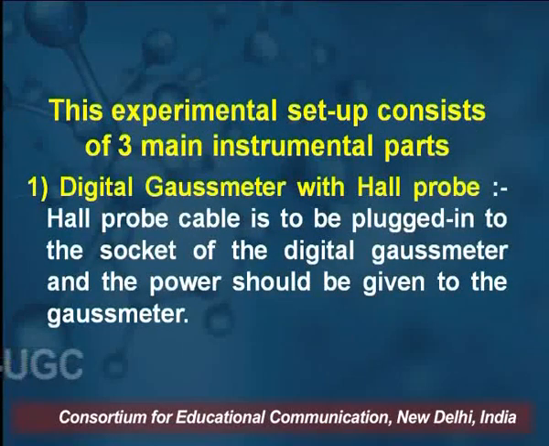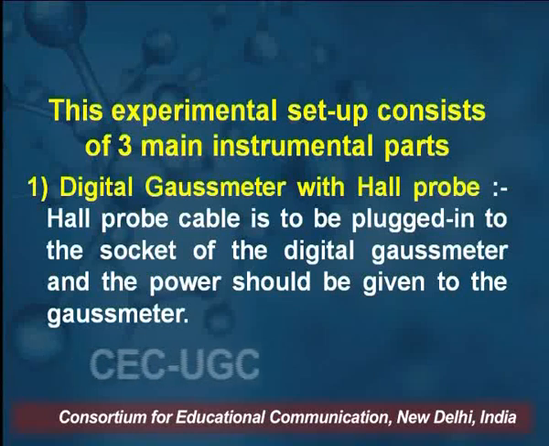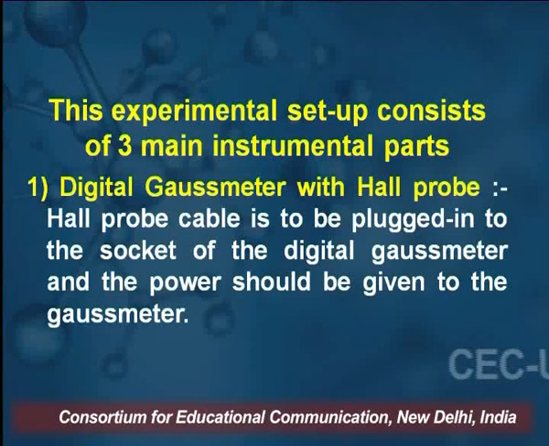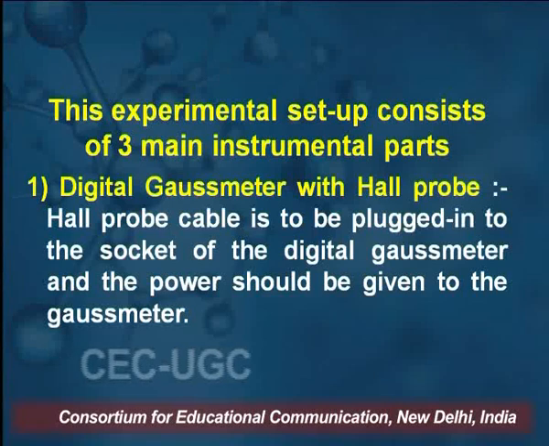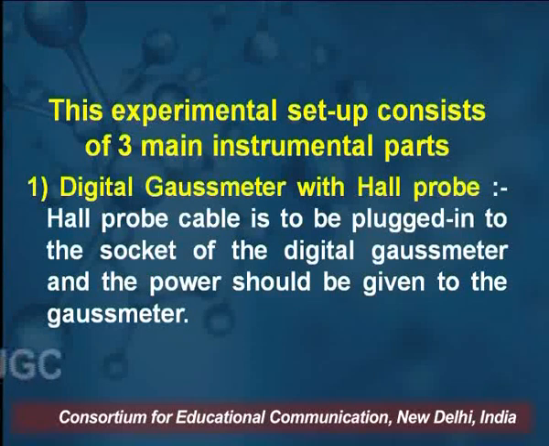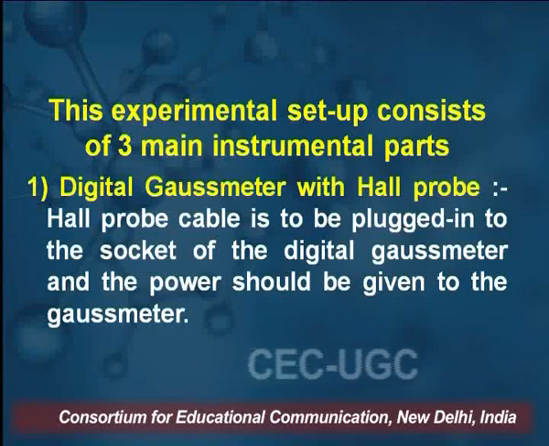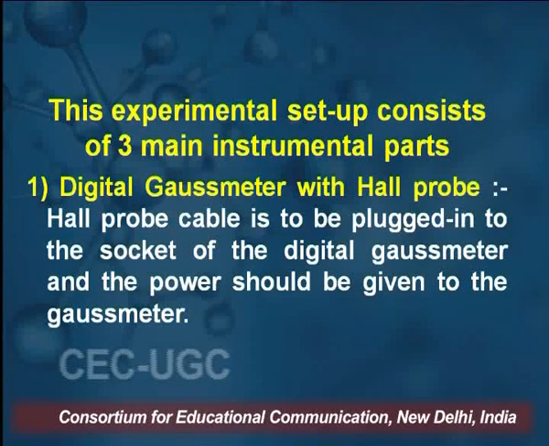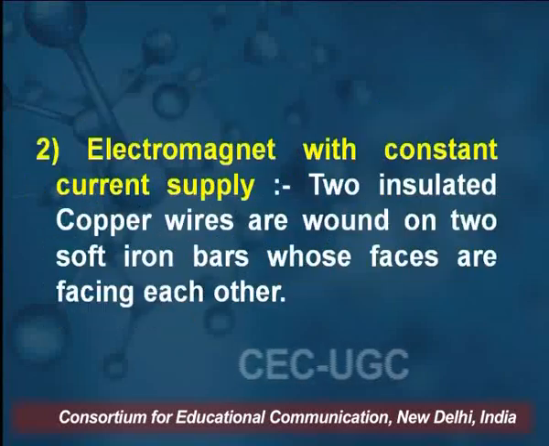The three main instrument parts of this experiment are: the first and most important is the digital Gauss meter with the Hall probe. The Hall probe cable is to be plugged into the socket of the digital Gauss meter, and power should be given to the Gauss meter. Through this probe we can measure the magnetic field in the electromagnet, and it can be read on the Gauss meter. So this digital Gauss meter with the Hall probe is used to measure the magnetic field between the electromagnet.